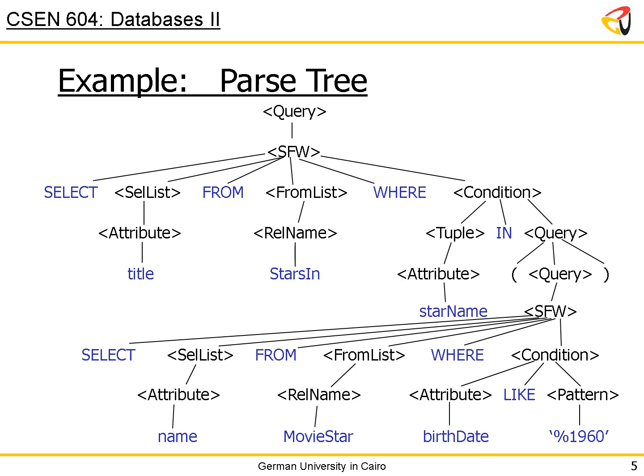And what you see above the leaf are some intermediate nodes that have meta information about what the leaf is. So the title is actually an attribute, which is part of a selection list. The stars in is a relation name, which belongs to the from list.